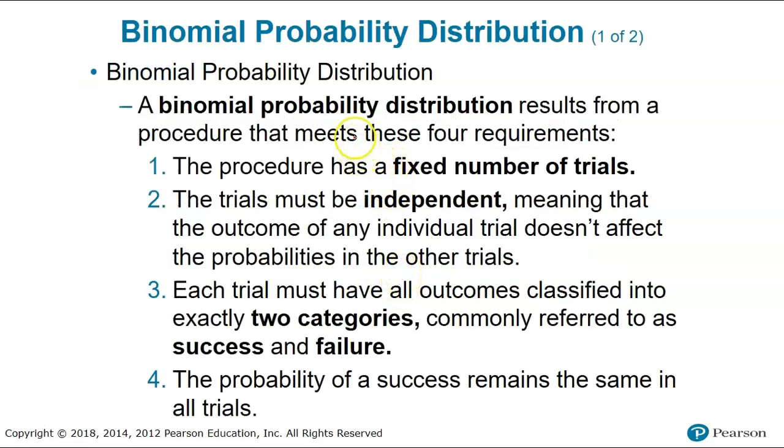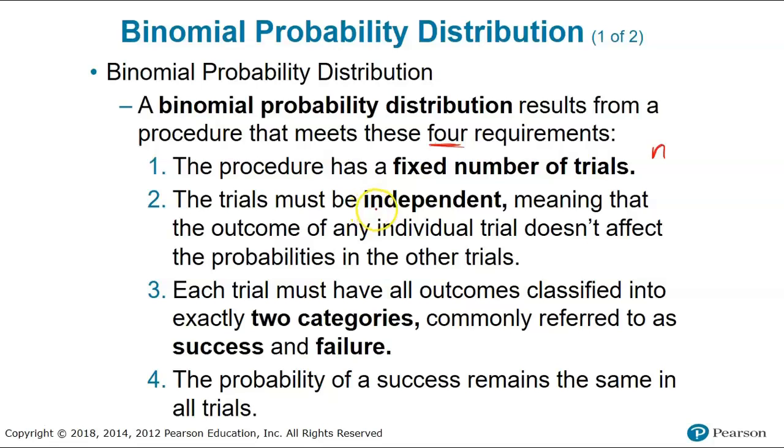All right, so a binomial probability distribution has 4 requirements, and you need to know what these 4 requirements are. This is something you will be tested on for the test coming up. So first of all, the procedure has a fixed number of trials. That's just your n. Your n shouldn't be changing, so you should have a definite number of trials that you're looking at for each probability distribution.